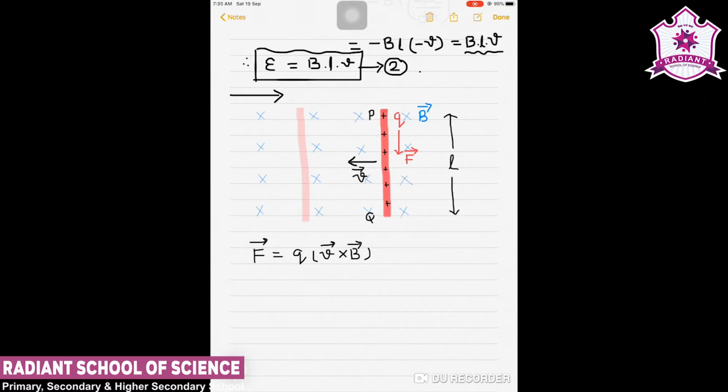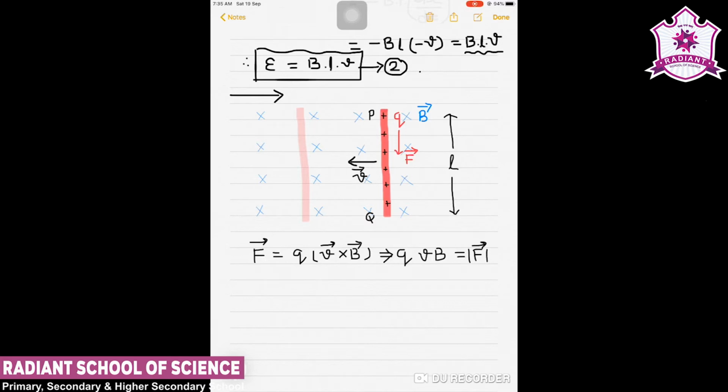So now we will consider that the Lorentz force on this charge is given by Q into V cross B. Here it is clear that velocity and magnetic field are perpendicular to each other, and therefore this equation will be written as QVB.